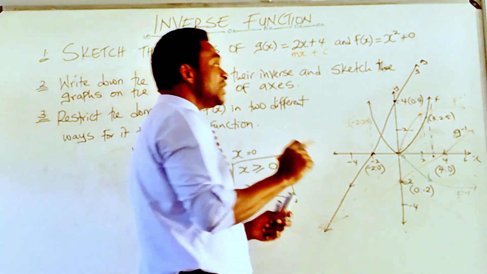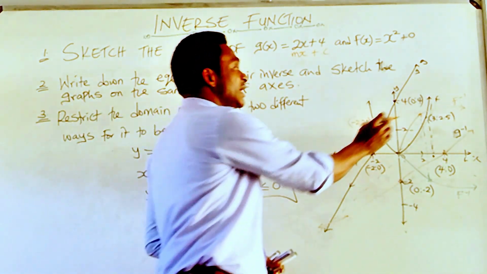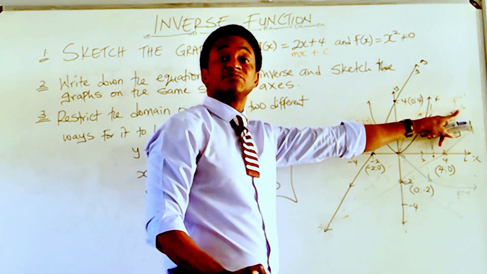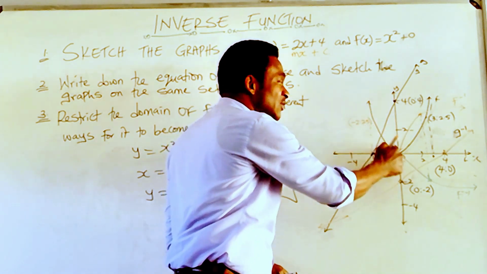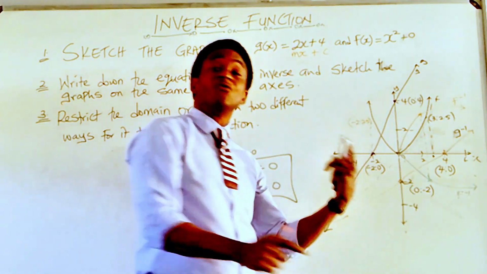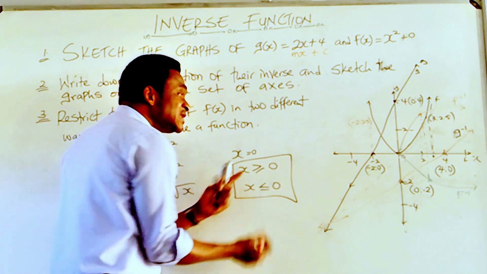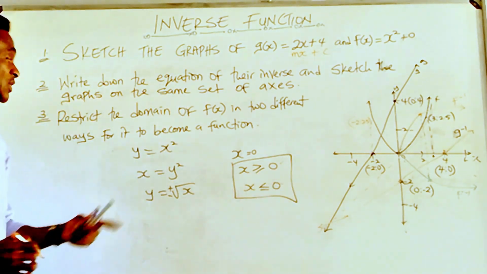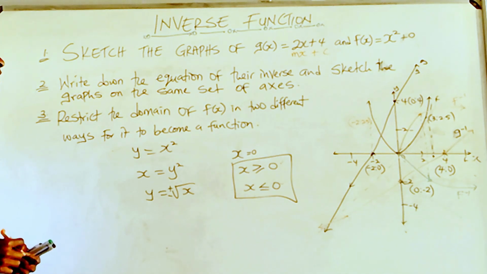So for them to generate a function, the positive arm must work with this on the positive arm. For the negative arm, this whole length becomes the graph for the negative arm. So we can't take both of them. We have to take this or this for us to have a proper inverse function.